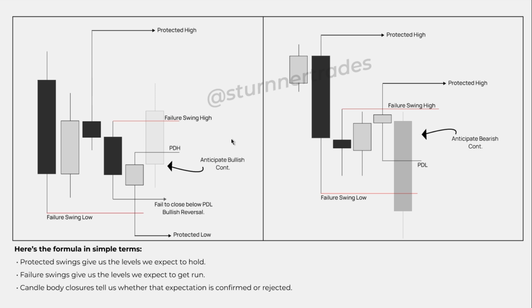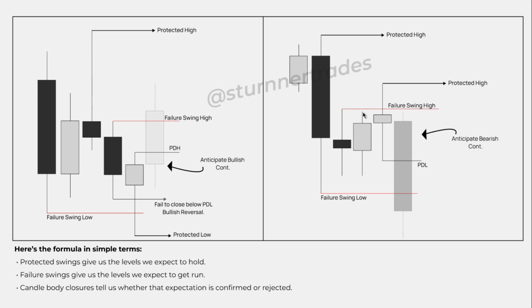And here in this second example, price first formed a protected high after running above the previous day's high. To the downside, we had failure swing lows, and none of those lows took out the prior low, so they are vulnerable liquidity targets.